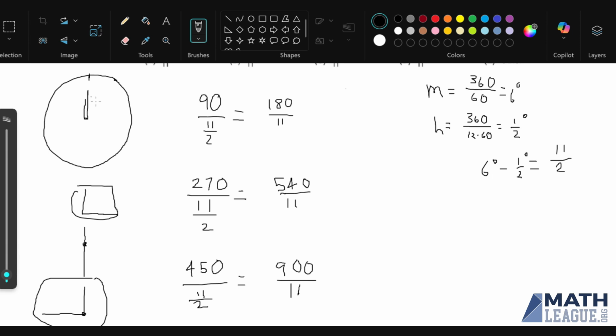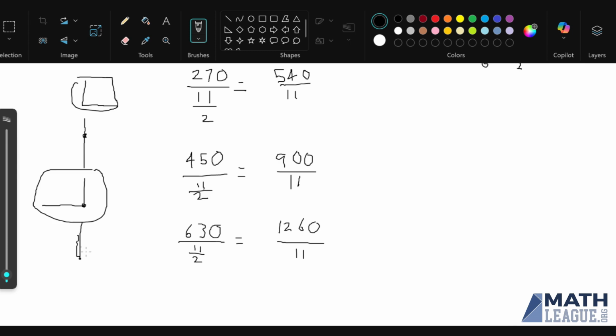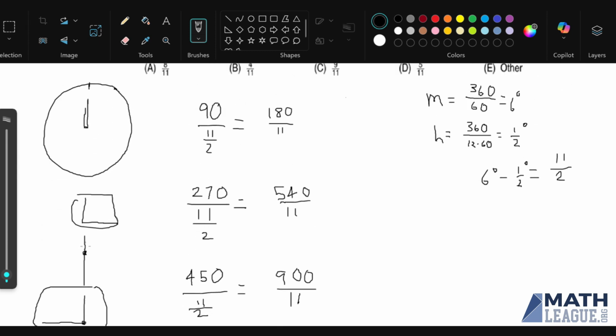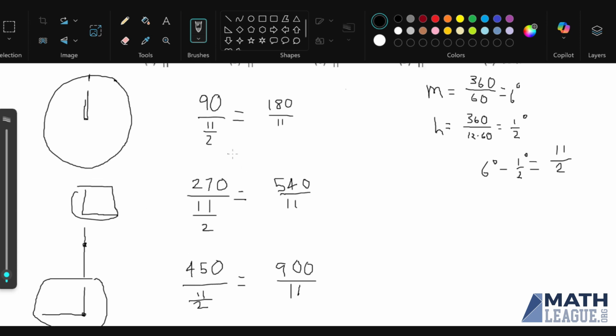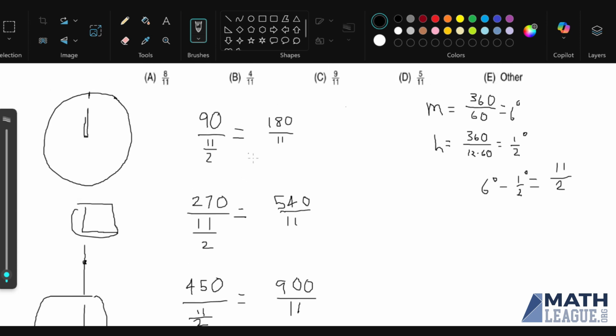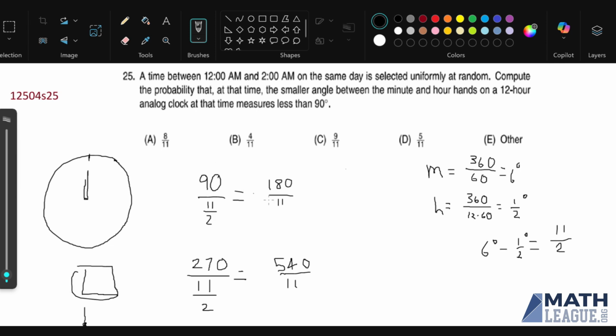So we can't go past the second time these two are pointing in the same direction. That would be more than 2 hours. So these are going to be our shift points in our problem. These are the minute times when the minute and the hour hand switch from having a smaller angle between them that's less than 90 degrees to a smaller angle between them that's greater than 90 degrees.